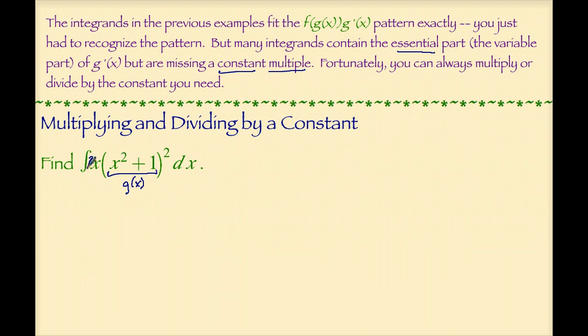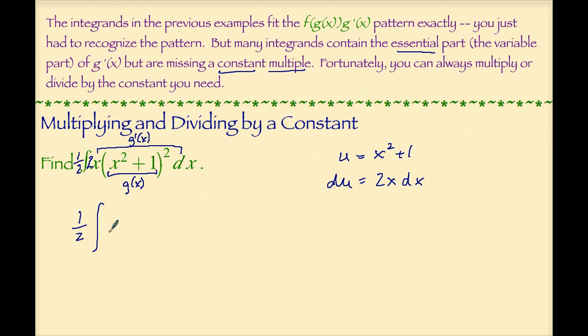We need a 2, so we multiply the integrand by the 2 that we need, but we have to compensate on the outside of the integral by multiplying by its reciprocal 1/2. Now notice that we do have exactly g prime of x in the integrand. Let's use our u substitution to simplify the integral. If u is equal to x squared plus 1, du is 2x dx. I rewrite the integral, keeping the 1/2 on the outside of the integral, and then I have u squared du.